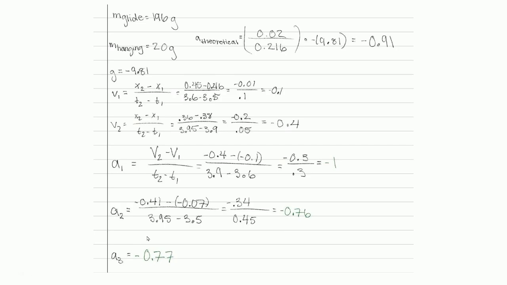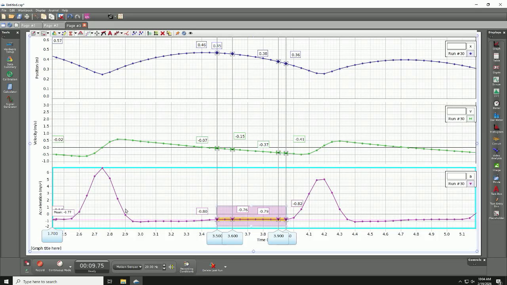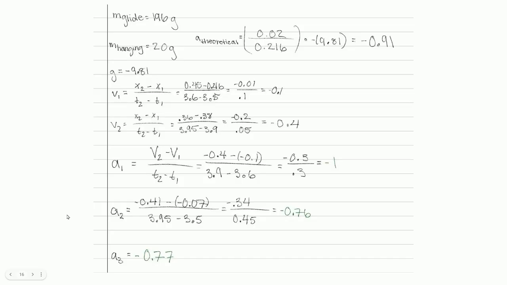For the third acceleration, we go back to the graph here. The graph itself took the mean for us, so without having to get any specific points, we are able to get the mean of negative 0.77. Now, unfortunately, this isn't within the 10% margin we wanted, and it's only a little higher than that.